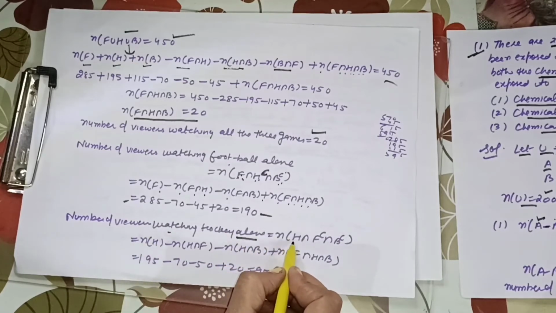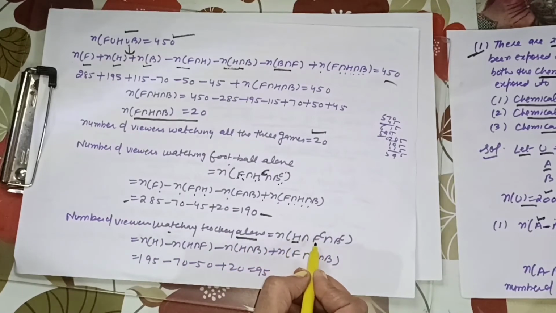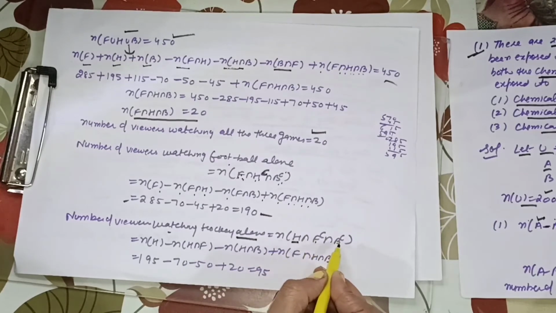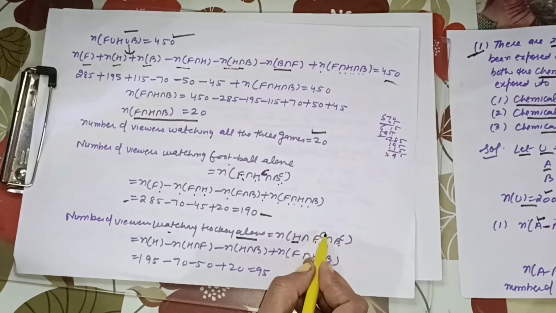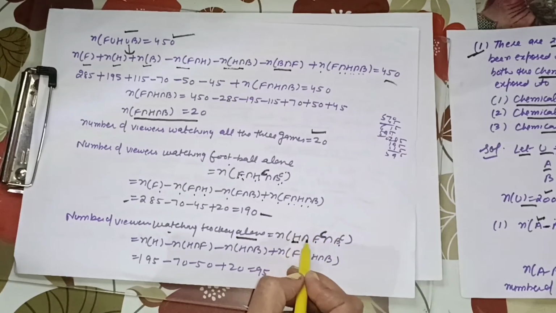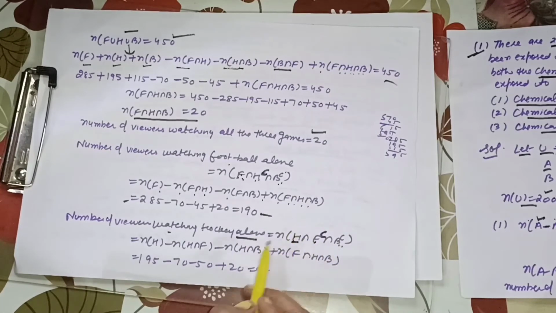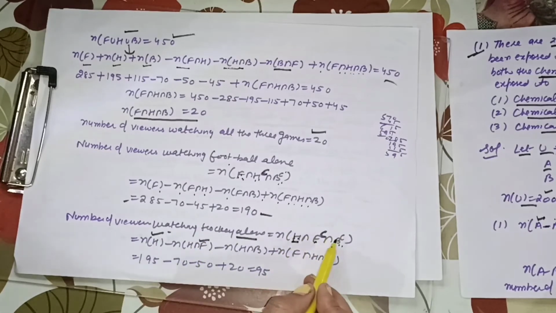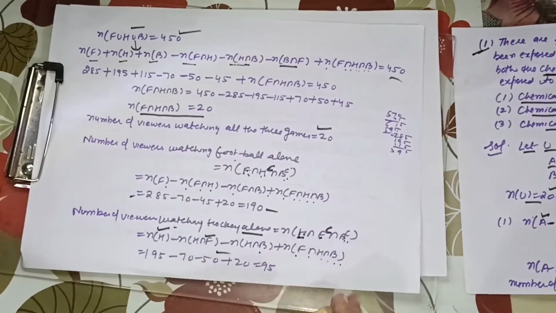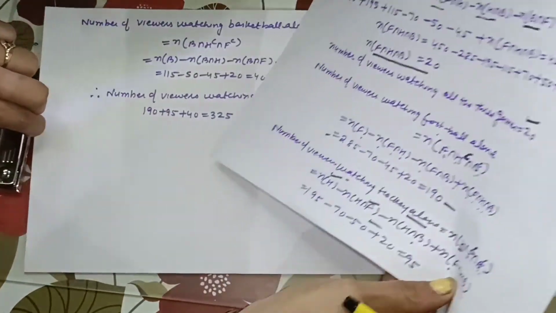Now number of viewers watching hockey alone. If we want to find hockey alone, we will not count the football viewers and basketball viewers. For the not symbol we use complement, so H, but not F, that means F complement and B complement. The formula will be n(H) minus n(H intersection F), minus n(H intersection B), plus n(F intersection H intersection B). Substituting the values, I will get this one.